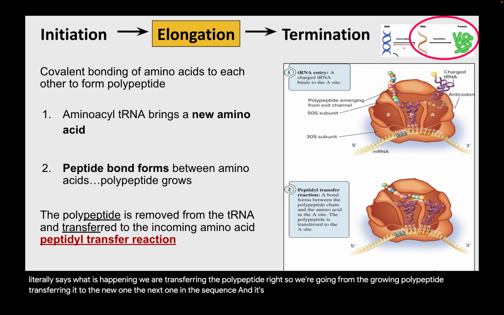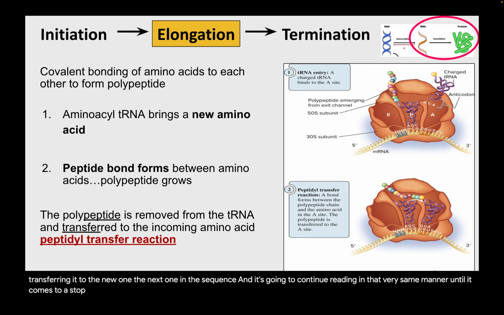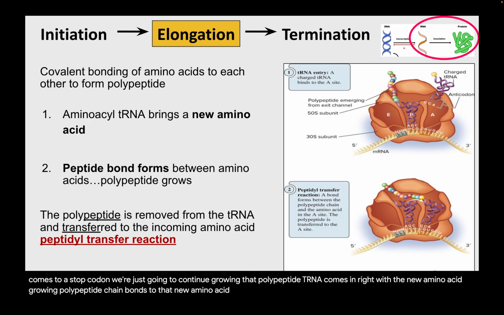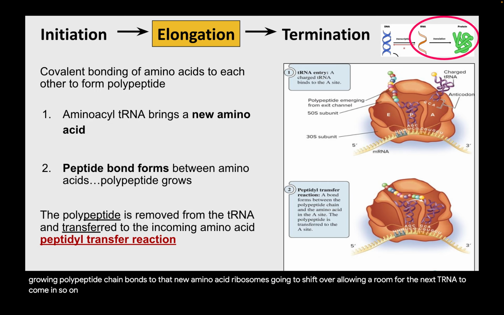It's going to continue reading in that very same manner until it comes to a stop codon. So we're just going to continue growing that polypeptide. tRNA comes in with the new amino acid, and the growing polypeptide chain bonds to that new amino acid. The ribosome is going to shift over, allowing room for the next tRNA to come in, and so on and so forth.